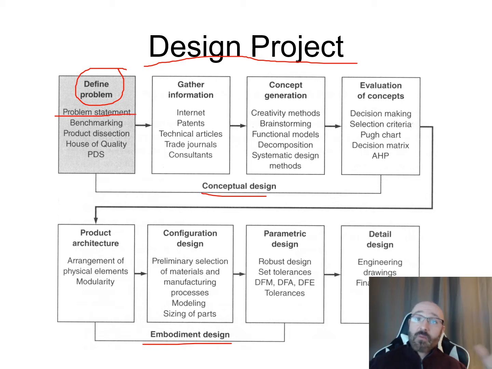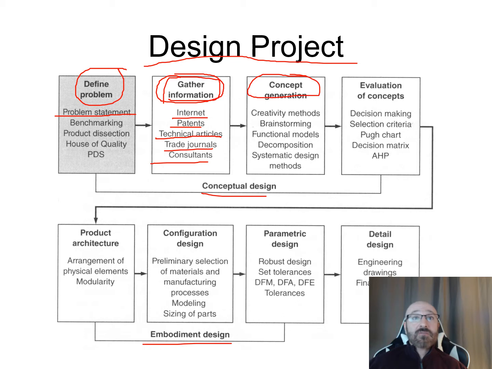From there, once you have that down and you have the problem defined, you start gathering information. Go to the internet, take a look at existing patents. Does somebody already have a patent on this? What other existing products are on the market already? All those types of things. You might want to reference some journal articles, trade journals, talk to consultants, things like that. All different great places to gather information related to the project and the product you're designing.